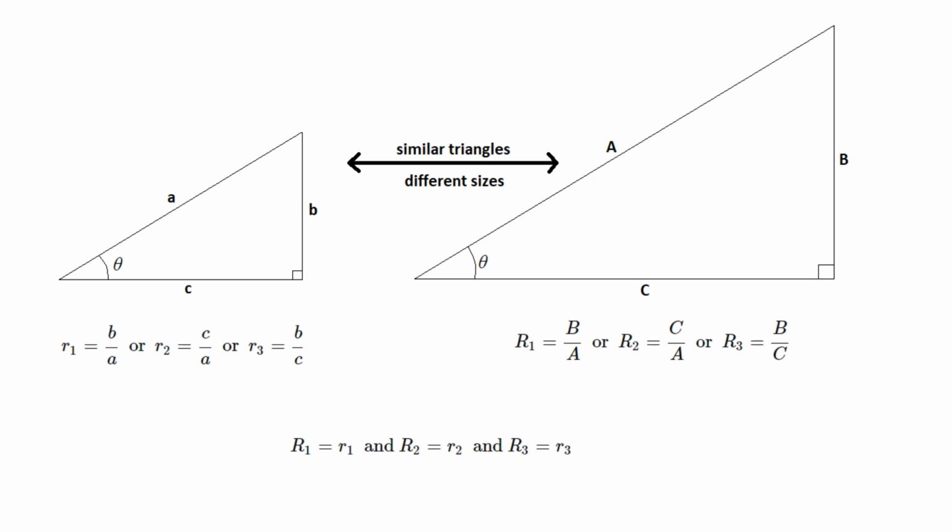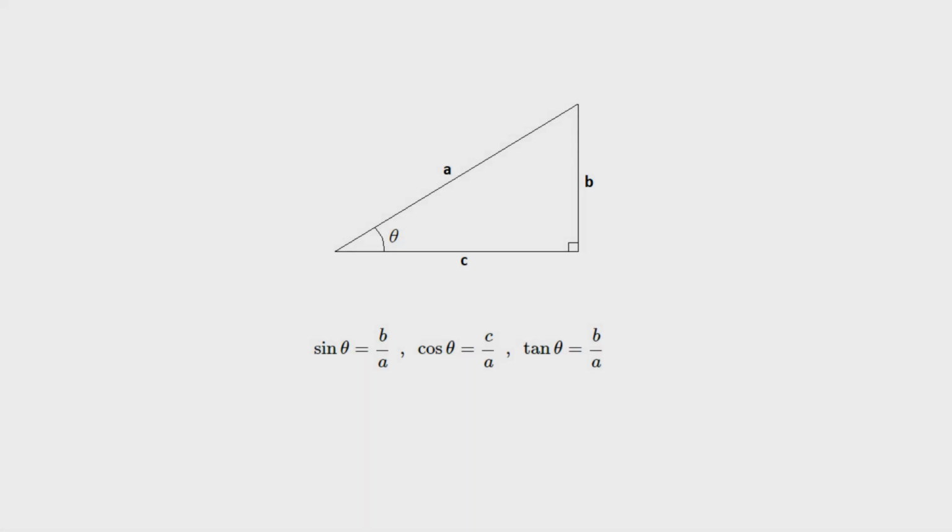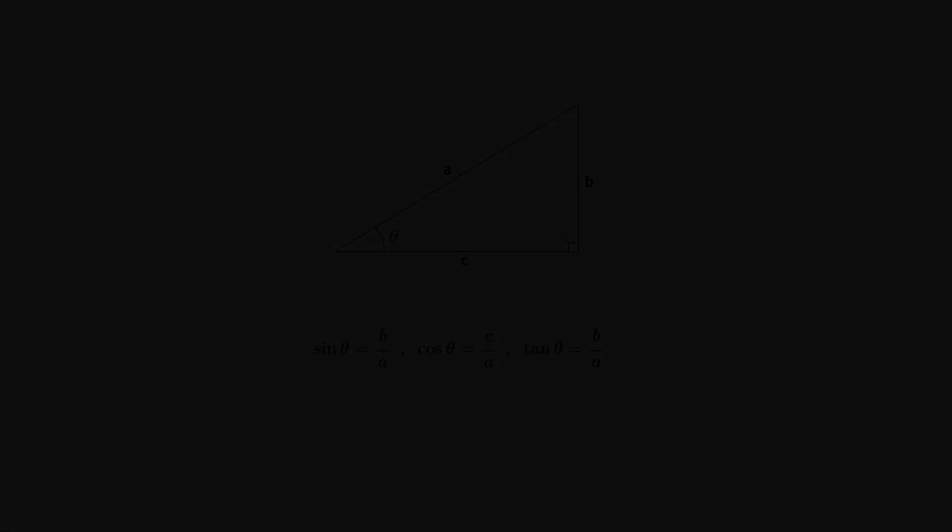This is a very useful property, and therefore these ratios are given their own names. With respect to angle theta, the ratio of opposite side to hypotenuse is called the sine of the angle theta. The ratio of adjacent side to hypotenuse is called the cosine of the angle theta, and the ratio of opposite side to the adjacent side is called the tangent of the angle theta. Keep this in your mind. We will be using them in a second.